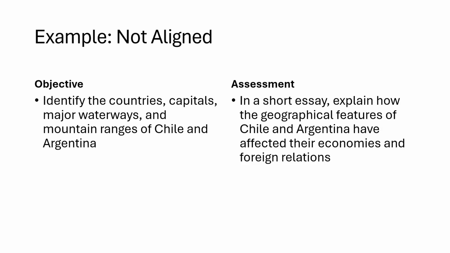The purpose of the question was not to assess the economy or foreign relationship, but to assess the waterways and mountain ranges. So that was different in the assessment. Yeah. What would you expect an assessment to look like if the objective were this one, identify the countries, capitals, et cetera? What would be an example of an assessment that is aligned? Having them fill in a map of the country. Yep. Exactly right.